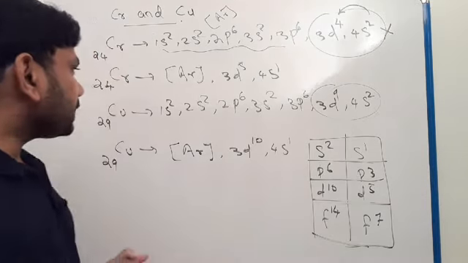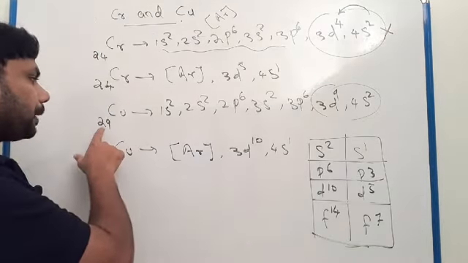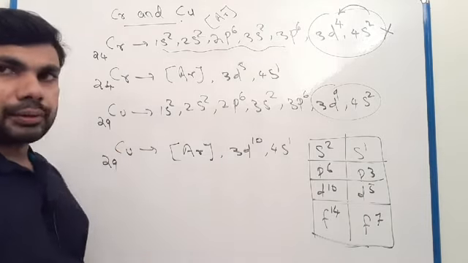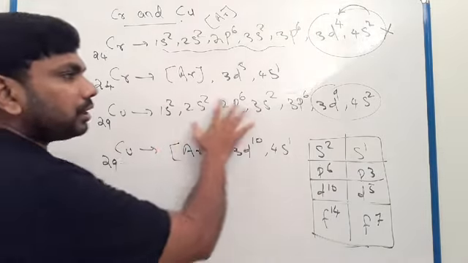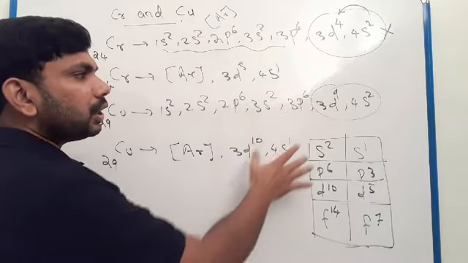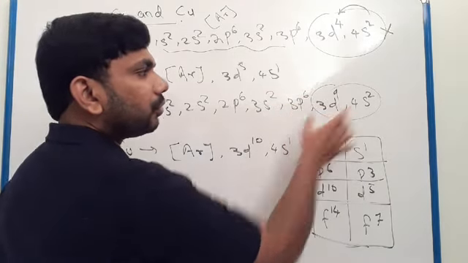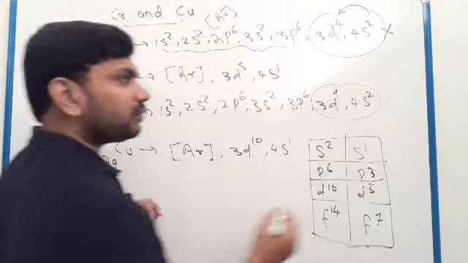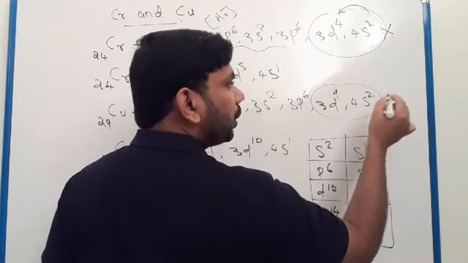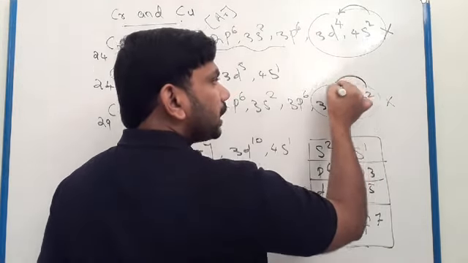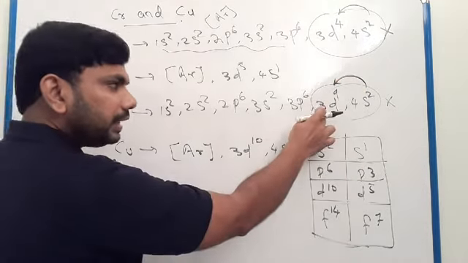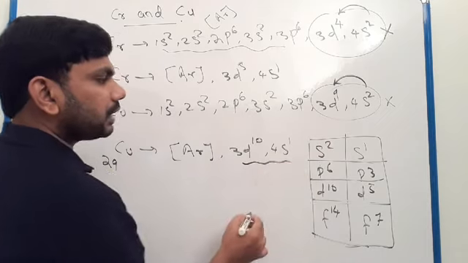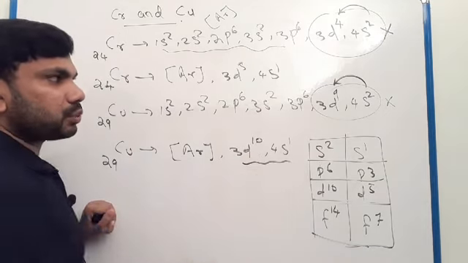After that, see copper, which has 29 electrons. The electronic configuration comes as 3d9 4s2, but actually it is wrong. One 4s electron moves to 3d, so we have to write it as 3d10 4s1.